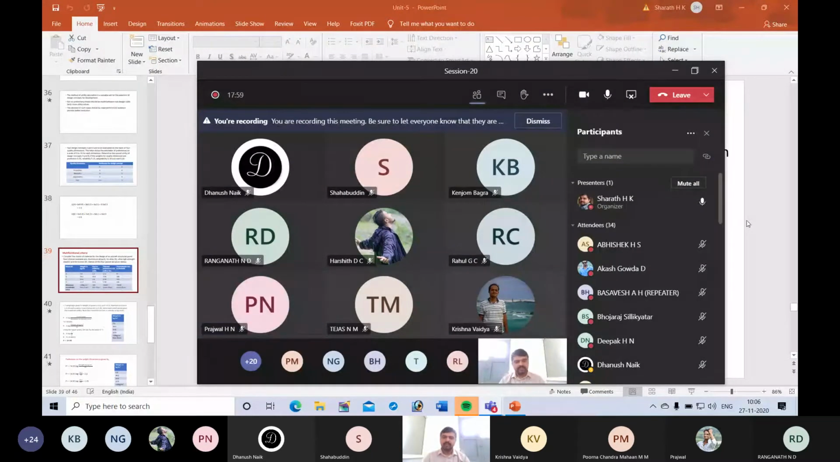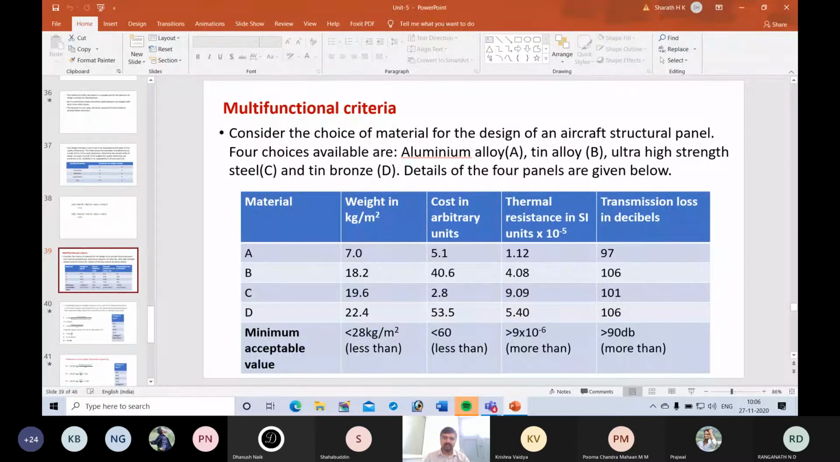So if you are making a choice of material only based on weight, which one do you prefer? If it is only based on weight, aluminium. The reason is, here you can see it is 7 kg per meter square. Aluminium has less weight, but we are not making a decision only on weight. There are other considerations also.